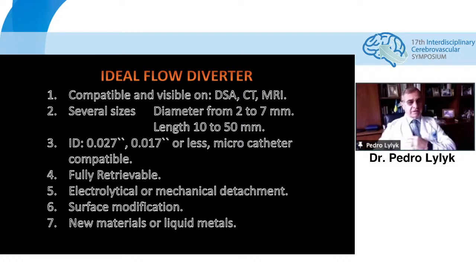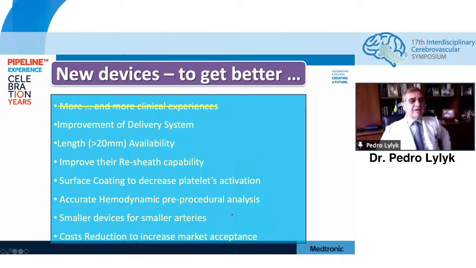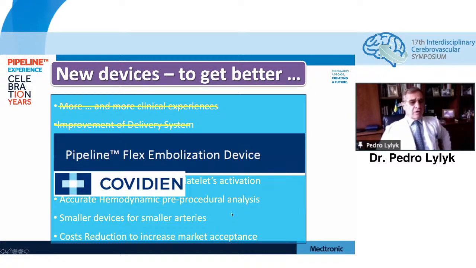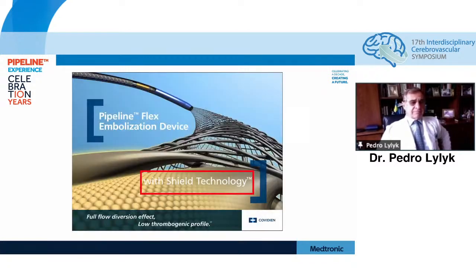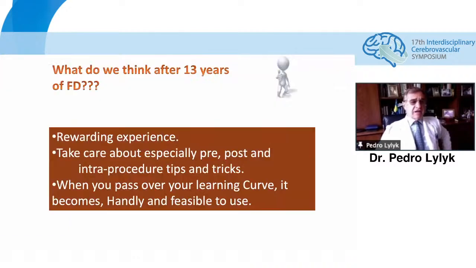high flow diverter. Today some of those tasks have been accomplished. We have very nice small devices. We have several sizes. We don't have devices 7 millimeters in diameter, which I think are important. Maybe not the 7, but the 6 is important. Sometimes the proximal artery of the patient is bigger than 5. Today we have fully retrievable devices with surface modification. We still are hoping that there will be new, better devices. So a lot of those tasks have been accomplished. I must tell you that the shield technology helped us a lot.